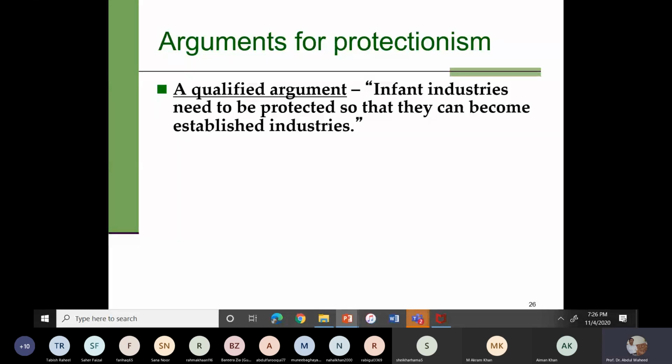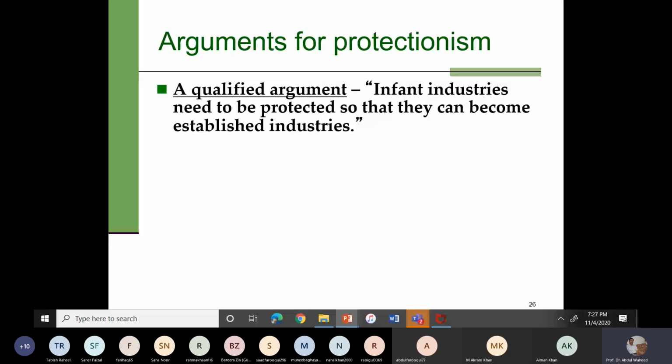This is the only qualified argument, okay, and we agree with this. And this is the infant industry argument. This says that infant industries need to be protected so that they can become established industries. And this argument is acceptable because once we have an infant industry, we have to protect our industry so that the industry becomes mature, and once the industry becomes mature, then we have to remove those protections and there would be a competition.